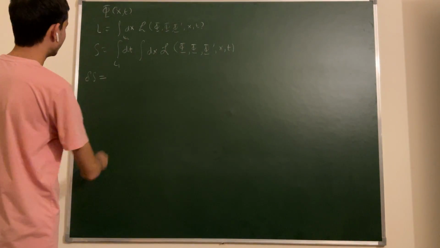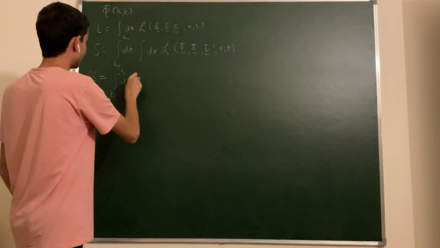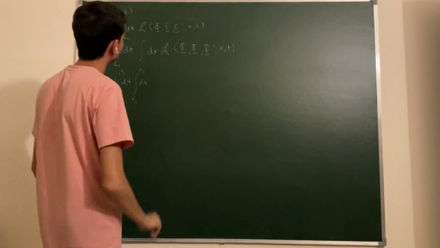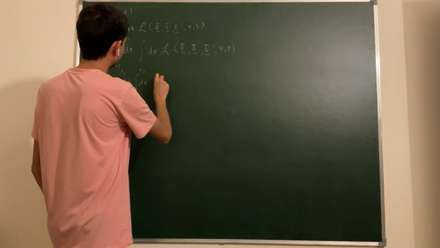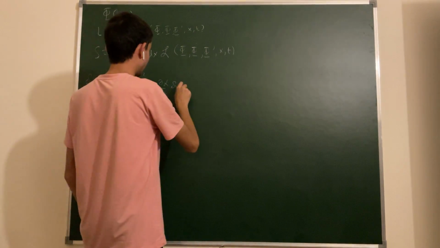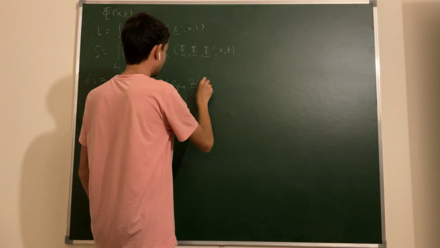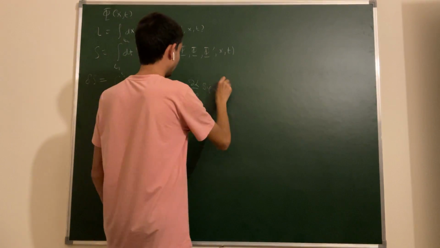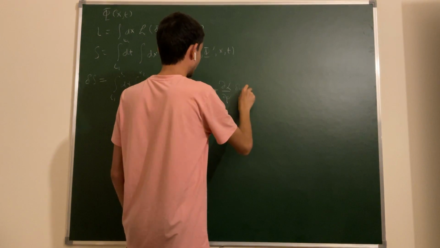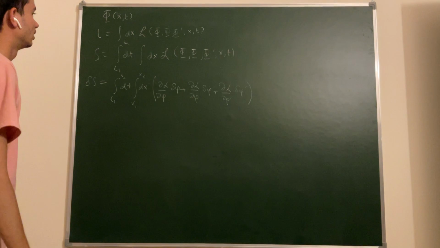So what we'll be left with is the integral from t1 to t2 dt, integral from x1 to x2. We'll have del L upon del phi, plus del L upon del phi dot, plus del L upon del phi dash, and that's it. Okay, this is all.